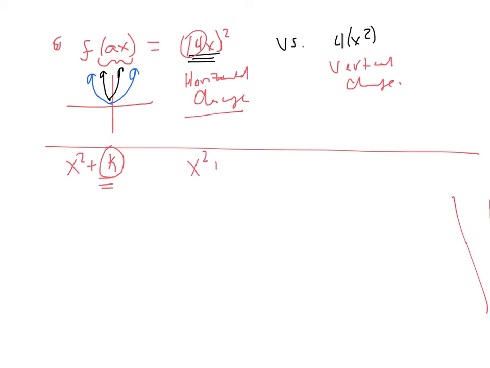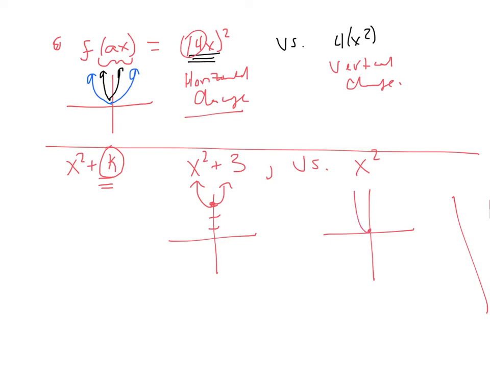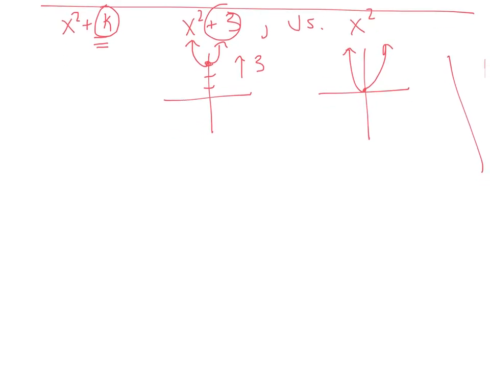So if I had x squared plus 3, let's look at the difference between x squared plus 3 and x squared. So if I graph x squared plus 3, it's going to move up 3 units. If I graph x squared, it's going to be centered, or the vertex is going to be at the origin. So notice this guy shifted the graph up 3 units. And that's what that number at the end, or k, is going to do to the equation.